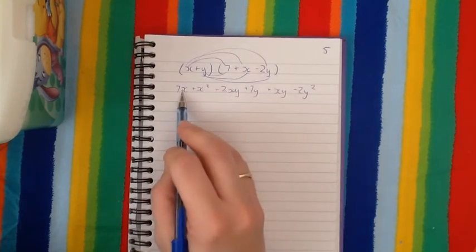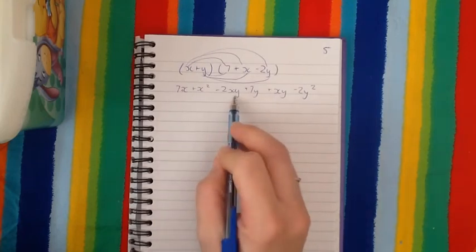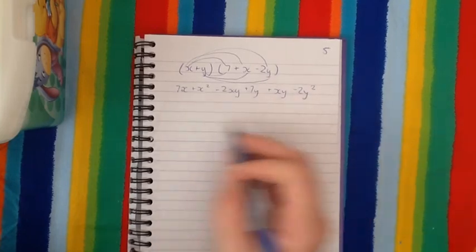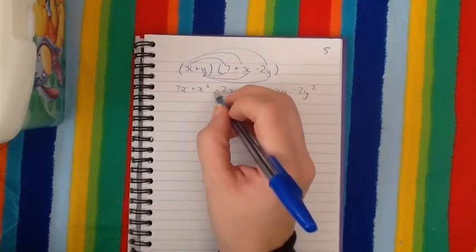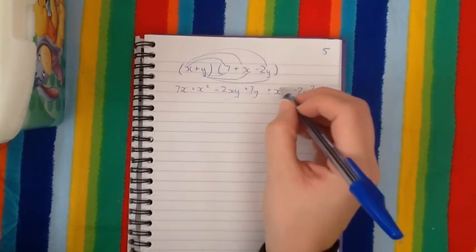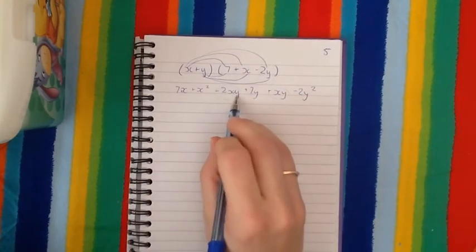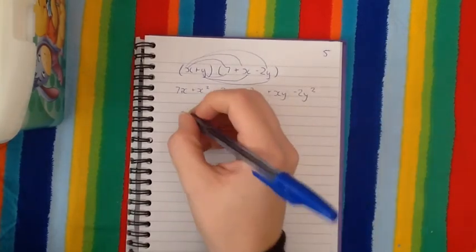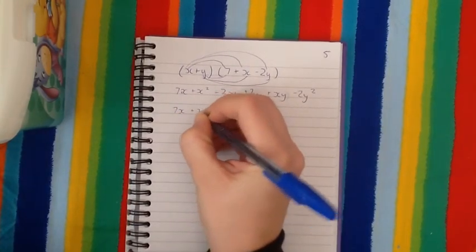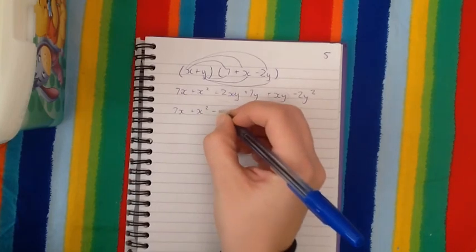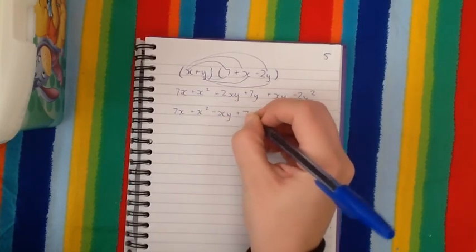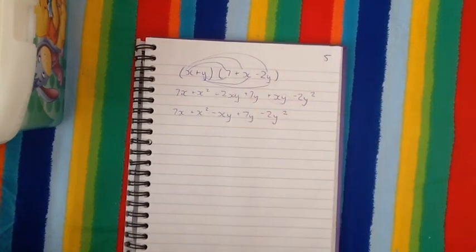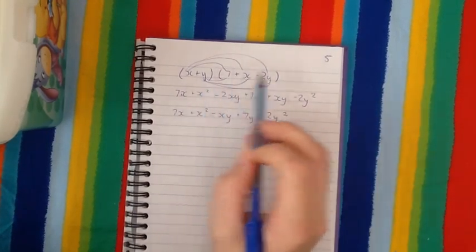Then we need to go back and gather like terms. We've got an x here, we've got x squared, we've got xy, we've got y, we've got another xy, and we've got y squared. So the only thing we can gather there is the xy's. So if we have minus 2xy plus 1xy, that will give us minus 1xy. 7x plus x squared minus 1xy plus 7y minus 2y squared. So the rainbow rule can apply several times.